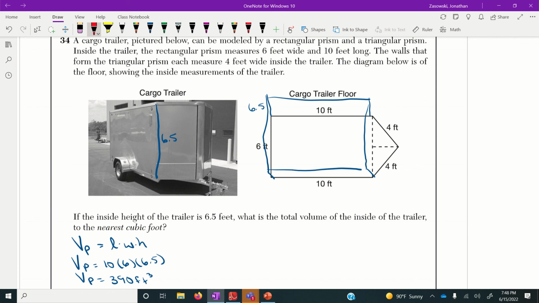But keep in mind that we do know a couple things. We know that this opposite side over here, because it's a rectangle, is going to be the same as this, right? Which is our opposite side, which is the height of this shape.